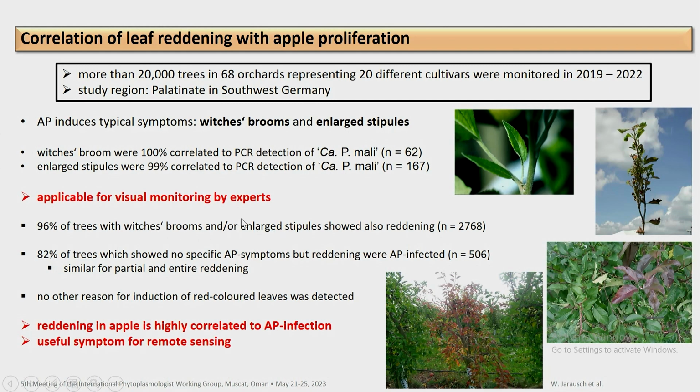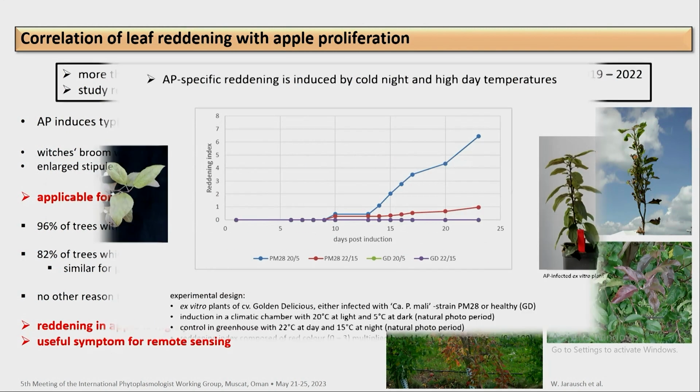But these specific symptoms are really correlated to reddening in our study, 96% based on 2,700 data. But the problem is we have a lot of reddened trees which have no specific symptoms, and these we had to test, more than 500 tests, and we had 82% correlation to the molecular detection of the phytoplasma. And also, important in contrast to grapevine, we found no other reasons that induce red colors in apple. So this symptom is very highly correlated to apple proliferation and can be used for remote sensing.